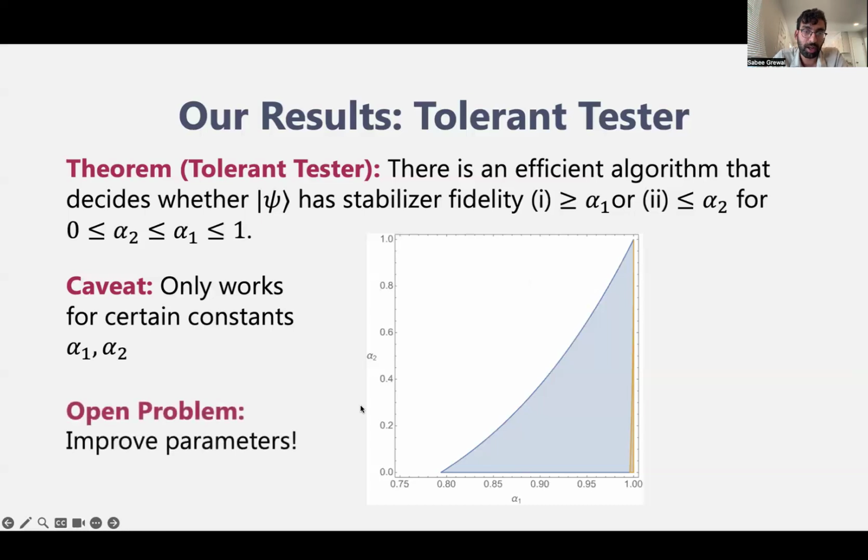So one interesting open problem is improving these parameters. For any reasonable choices of alpha 1 and alpha 2, it would be nice to have a tolerant testing algorithm.